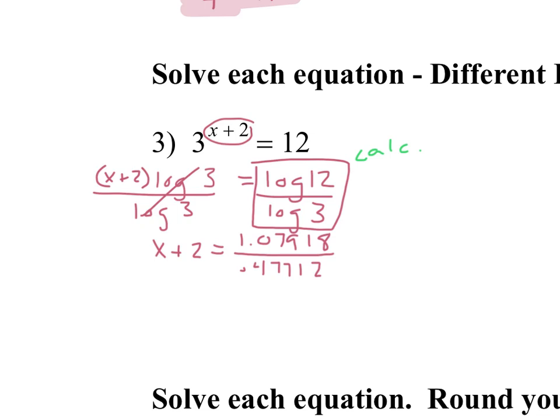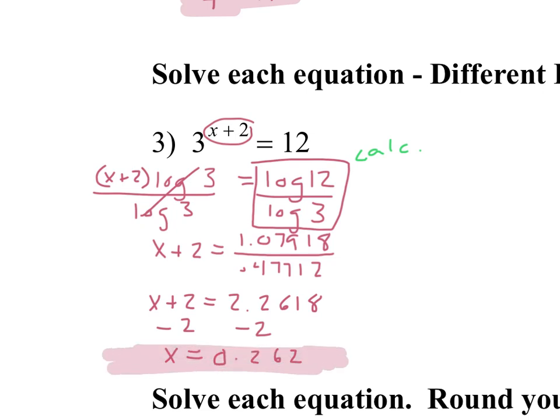So now we just divide those two, so we have 1.07918 divided by 0.47712. So we have x plus 2 is equal to 2.2618, and then we can subtract 2 on both sides, so we get x is equal to 0.262. I'm going to round this up here just so I can leave it in 3 decimal places. It'll be specific on the quiz how many decimal places it asks for. But this is our answer to number 3.